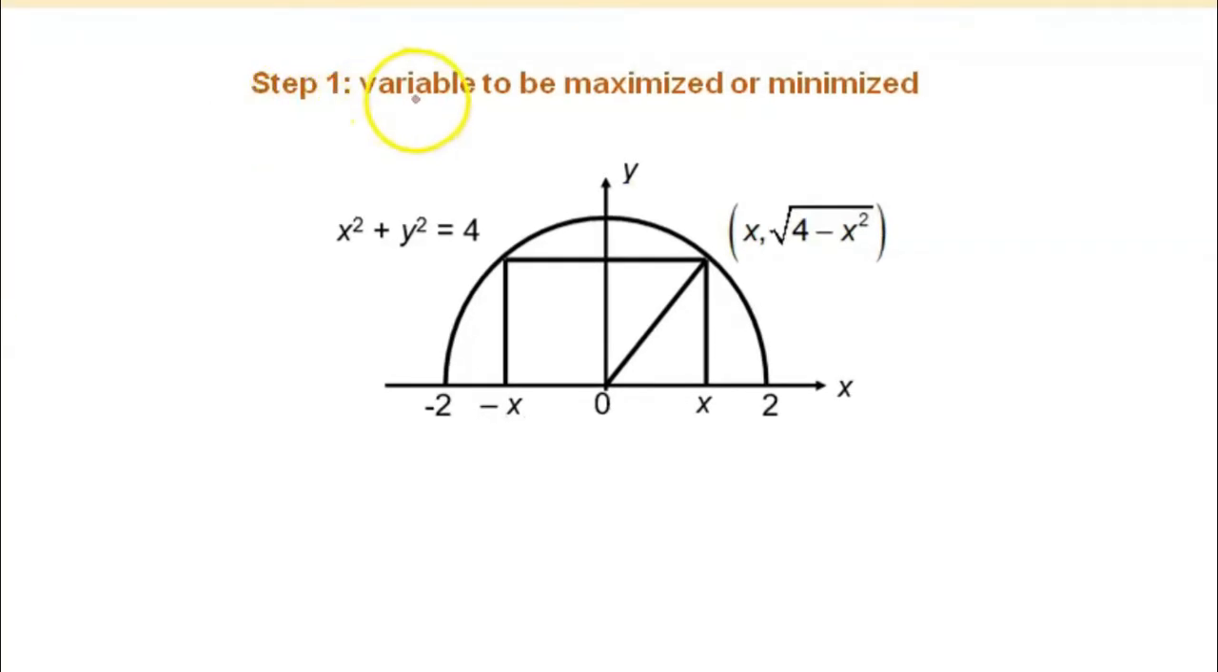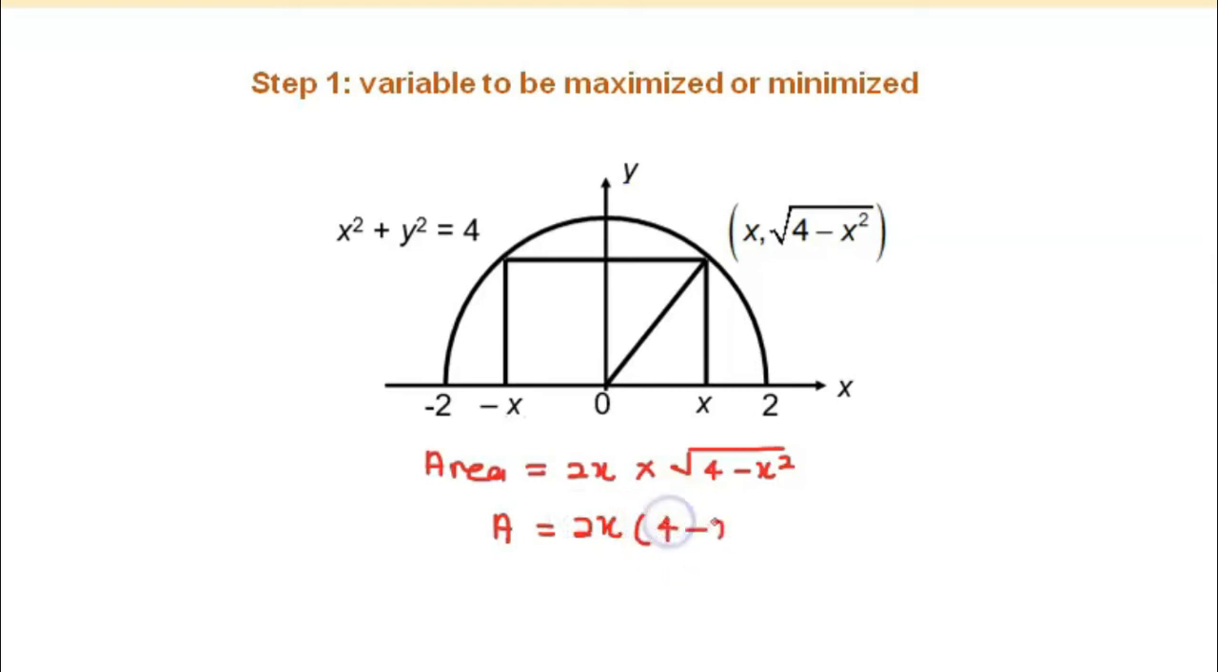Now, we are in step 1 to identify the variable to be maximized or minimized. As we see in the question, we need to find the largest area of the rectangle. For that, we start with the formula for the area of the rectangle. The area is the length, which is 2x, times the height, which is the square root of 4 minus x squared. So this combination gives us 2x multiplied by 4 minus x squared to the power of half.